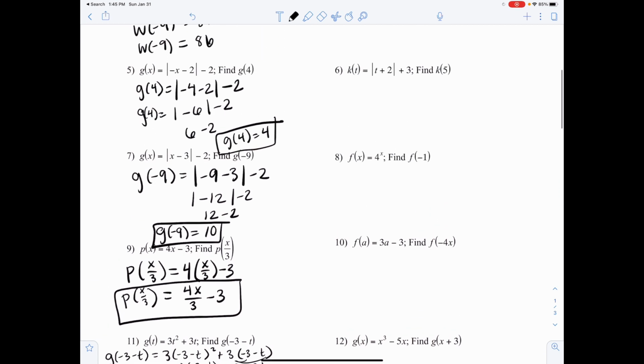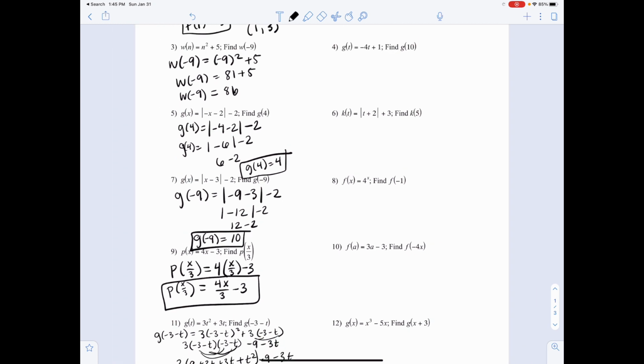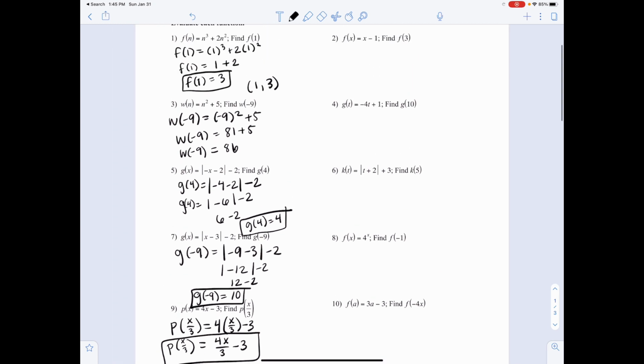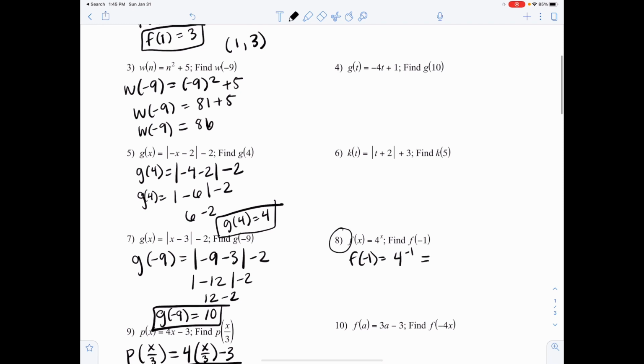Okay, you do need to do all the evens as a part of your classwork notes grade. This is not your homework, but I am going to do a couple of the harder ones with you. So 8 really quickly, if we plug in negative 1 for x, we get 4 to the negative 1 power. And remember how to get rid of negatives. You need to put the whole thing on the bottom of a fraction and it becomes a positive, which is just 1/4. So f at negative 1 equals 1/4.